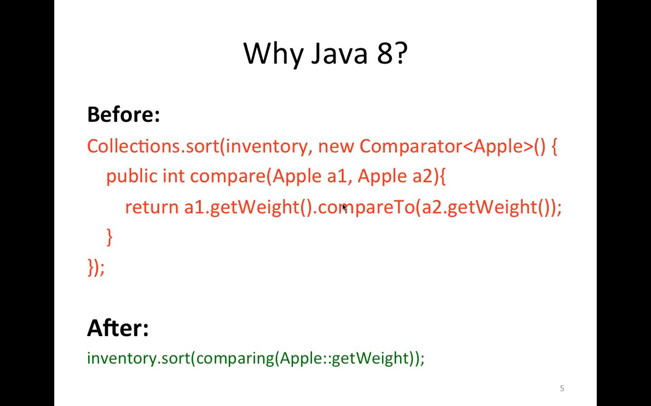In Java 8, the same problem can be solved in one line. This is the green line below, which says, given an inventory, just sort it, comparing with the weights of the apples.